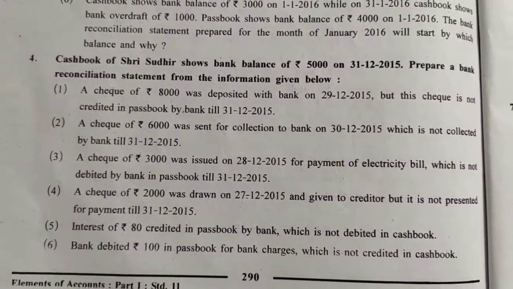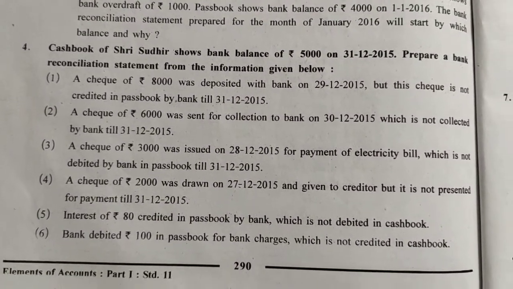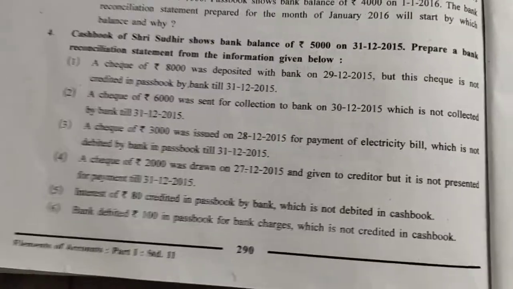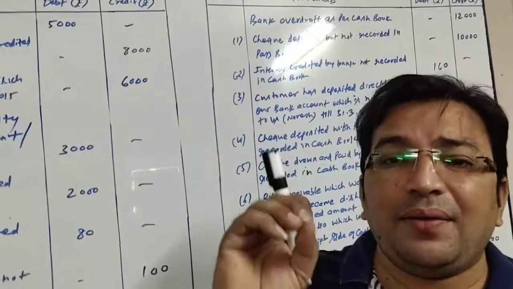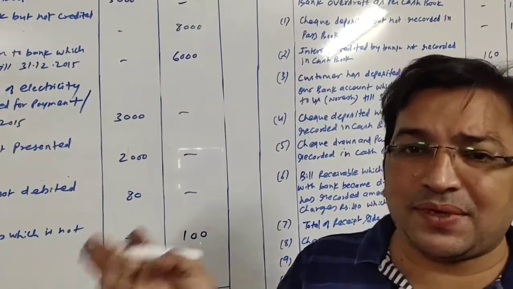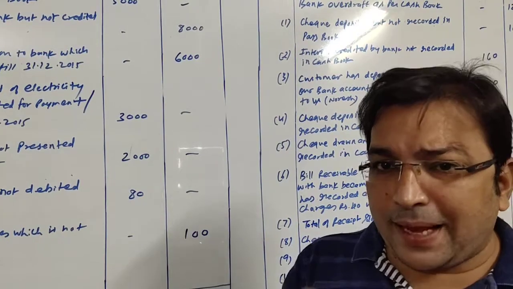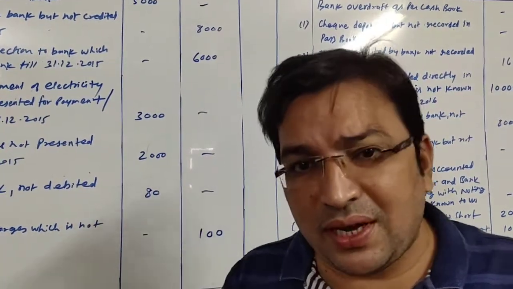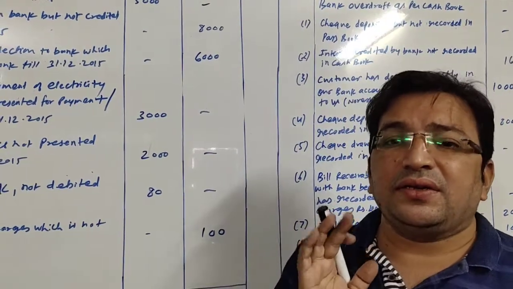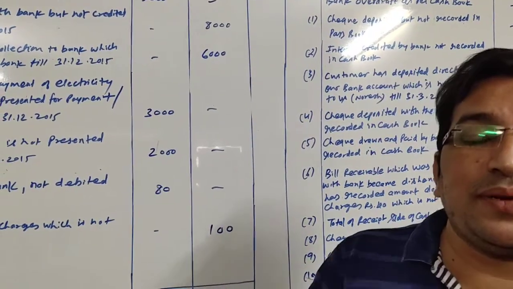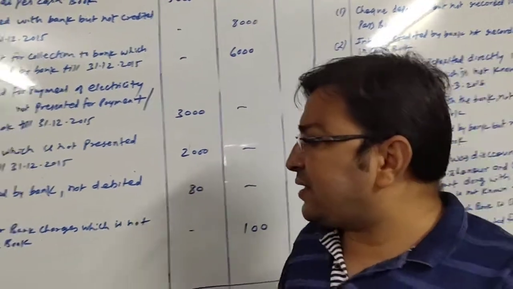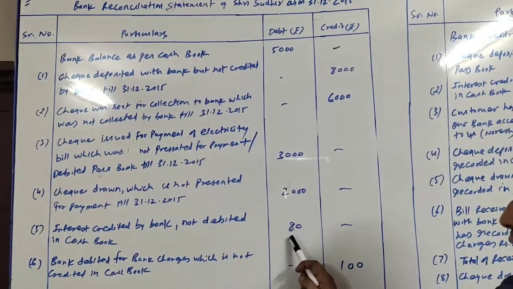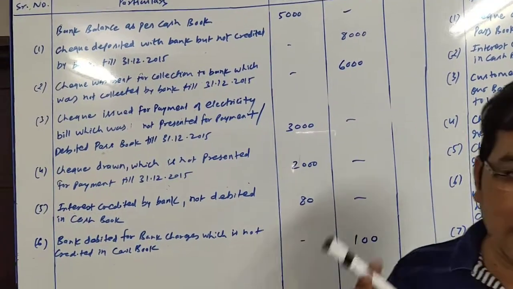Next, interest of rupees 80 credited in passbook by bank which is not debited in cash book. Friends, here the bank has credited interest, the same is supposed to be debited in our cash book. Bank has credited interest in passbook, we are supposed to debit this amount in cash book, which is not yet done. So in our bank reconciliation statement, this amount will be debited. So here it is, interest credited by bank not debited in cash book. At the debit side, we will be writing rupees 80.